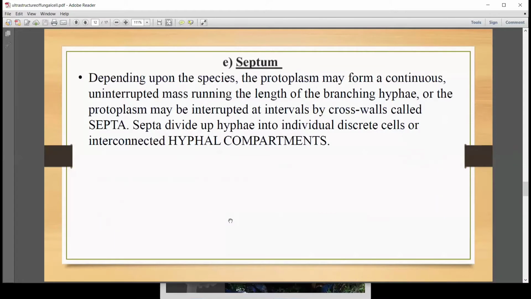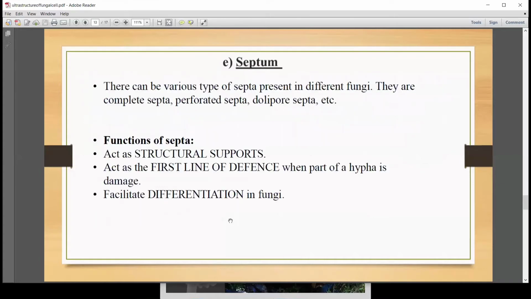Septum. Depending upon the species, the protoplasm may form a continuous uninterrupted mass running the length of branches of hypha, or the protoplasm may be interrupted at intervals by cross walls called septa. Septa divide the hypha into individual discrete cells or interconnected hyphal compartments.